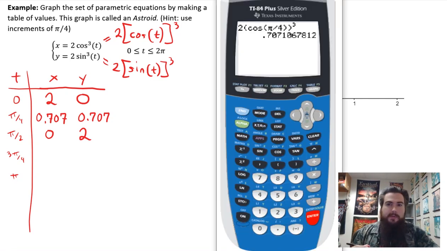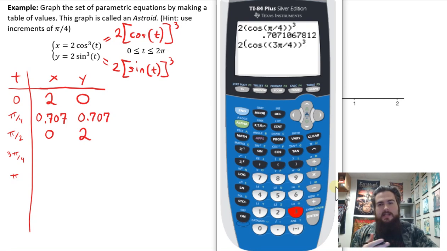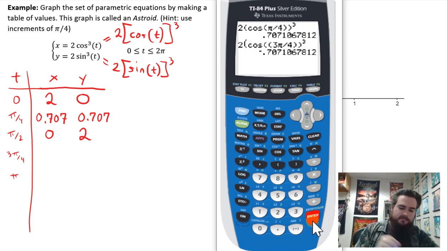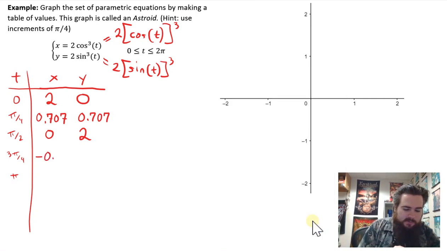When I plug in 3 pi over 4 into this function instead, so 2 times cosine of 3 pi over 4, we're not going to see too much of a change, because the only thing that's really going to change about this is that the inside is going to first come out negative. When you take a negative to a third power, it will still remain negative. Meaning, I expect to get the same answer as before, but negative. So negative 0.707, whereas sine of 3 pi over 4 is positive still, so that's going to still give me 0.707.